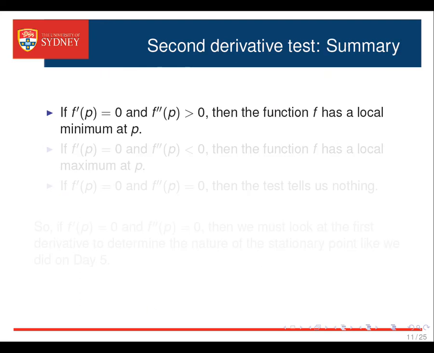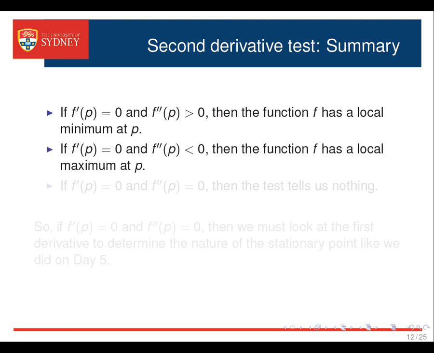So to summarize, if the function with a stationary point at P has a positive second derivative at P, then the function has a local minimum at P. If the function with a stationary point at P has a negative second derivative at P, then the function has a local maximum at this point P.